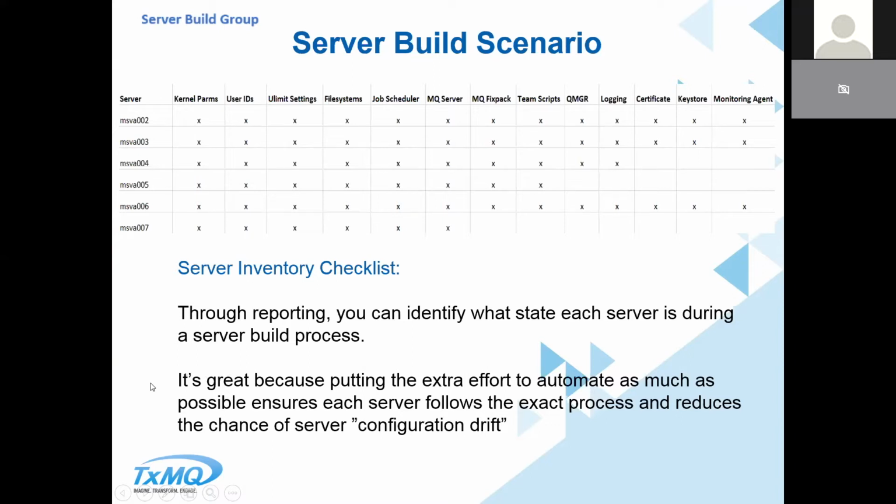It's great because putting the extra effort to automate as much as possible ensures that each server follows the exact same process and reduces the chance of a server configuration drift. The more servers that you have to support in your MQ network, the greater the risk you're going to have of this concept of a configuration drift, or I like calling it snowflake, where in the end you may have hundreds of queue managers out there across 50 or 60 servers, let's say, but there could be something that could be unique about each one of those servers, where they're snowflaked off.